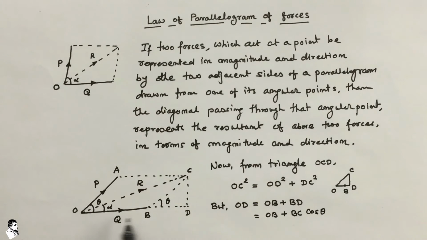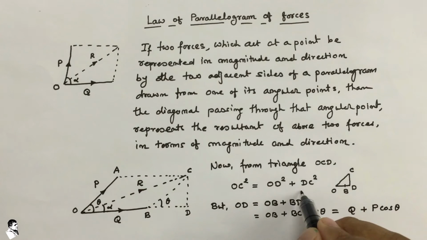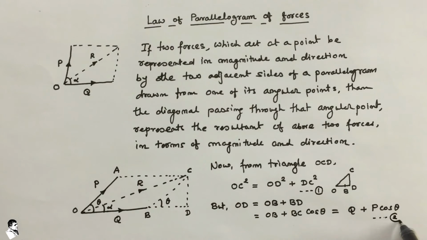Now OB is what? That is Q, and BC cos theta. BC is the same as P, so BC is equal to P. So again, this equals Q plus P cos theta. So this is our new equation. Here we denote this as equation number 1 and this one as equation number 2.